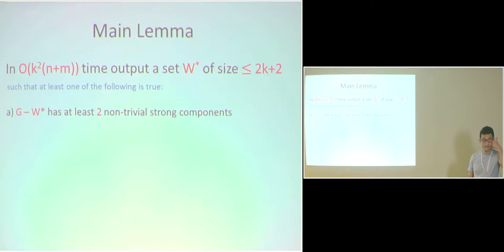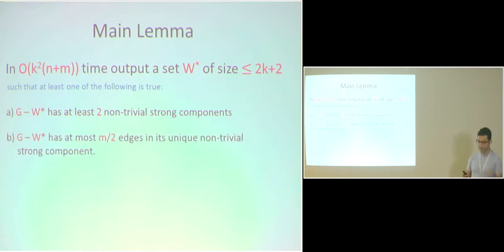Either, after I delete it, there are at least two non-trivial strong components in G minus W. What's a non-trivial strong component? It's a strong component on at least two vertices. Okay? Or, after I remove it, there is at most one non-trivial strong component. Notice that vertices that appear in trivial strong components can't appear in any cycle, so they are irrelevant. So you can sort of just remove them. So now we're interested in G minus W star having at most m over 2 edges in the unique strong component, right? Because if you don't have 2, you have at most 1.